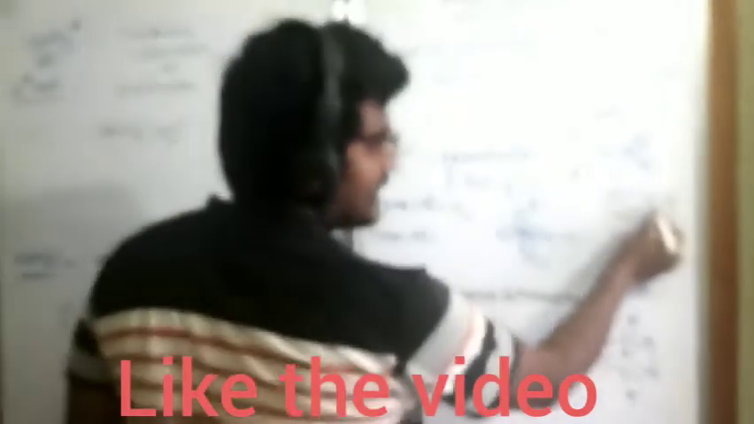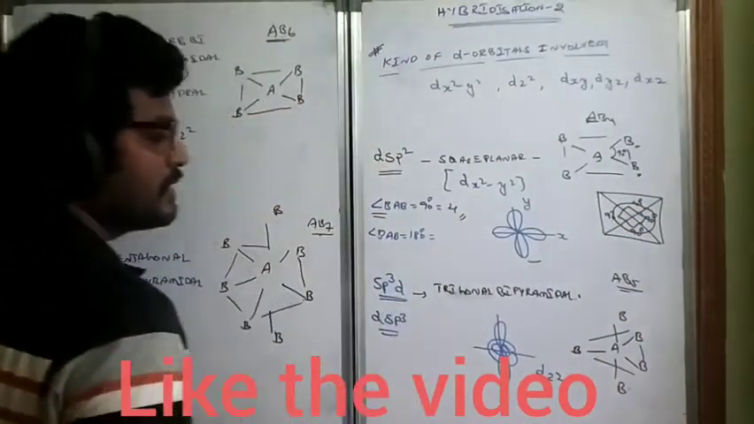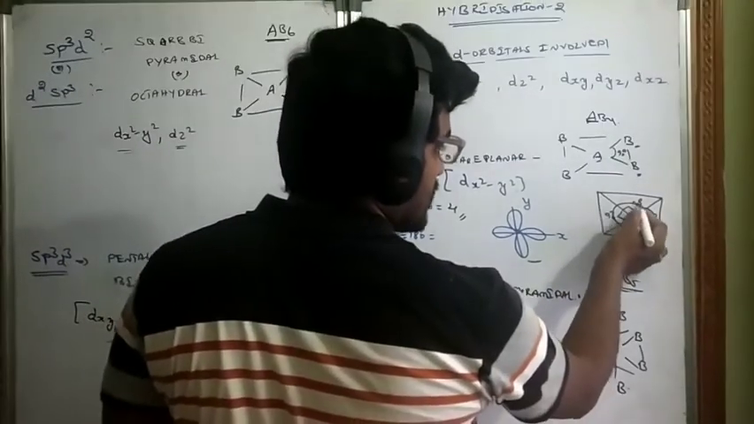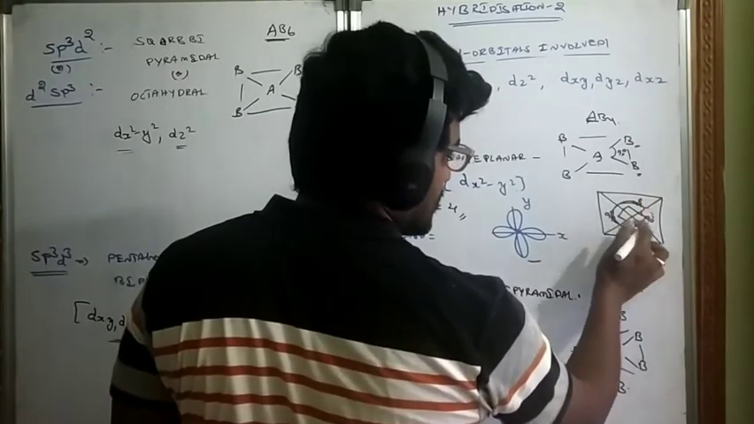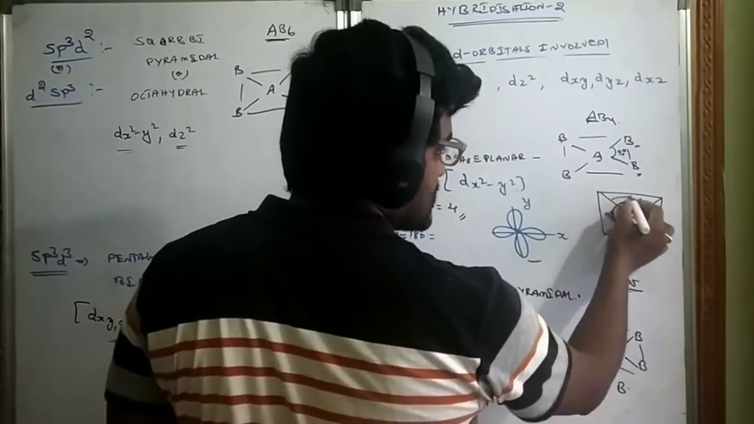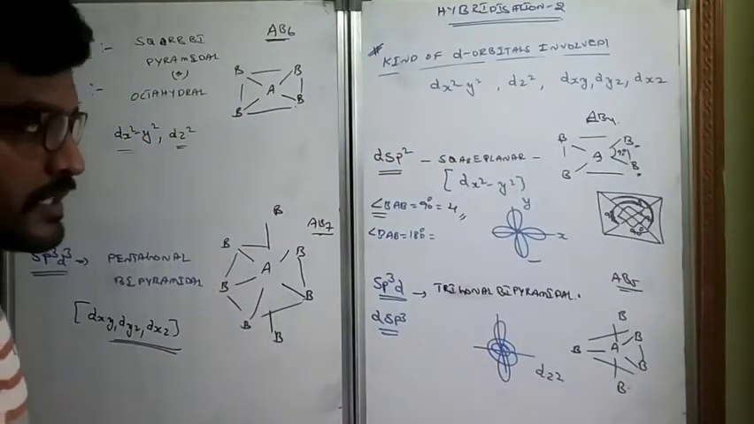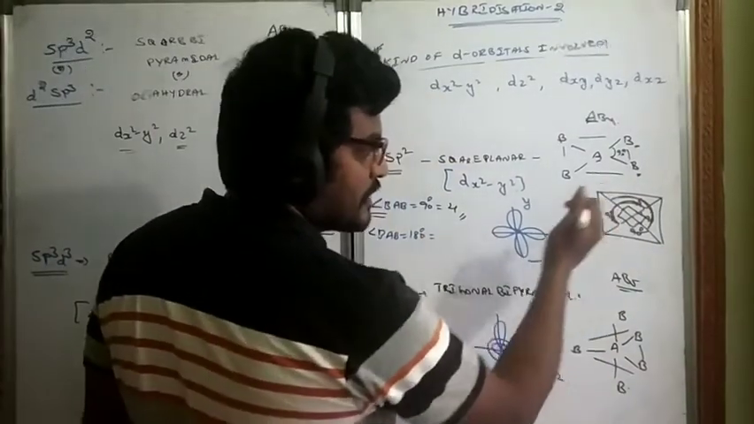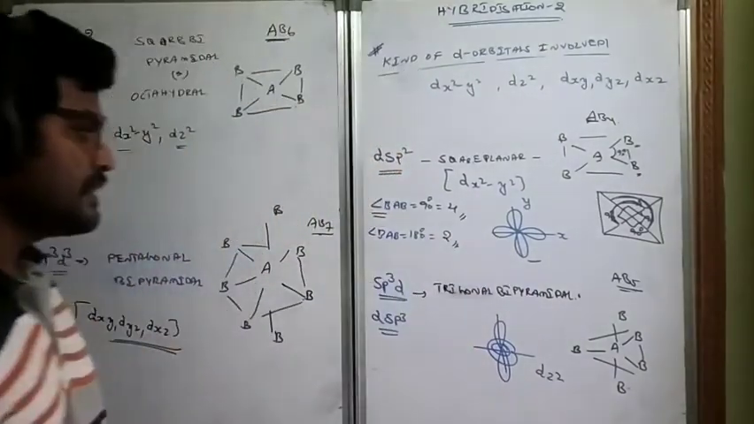Here you see, how many 180s are there? This is 180 and this is 180. Here you see these are anti to one another, both are actually the same. This is 180 and this is 180. Are you understanding? Right. So like this we can easily understand how many 180s: 2 are present.